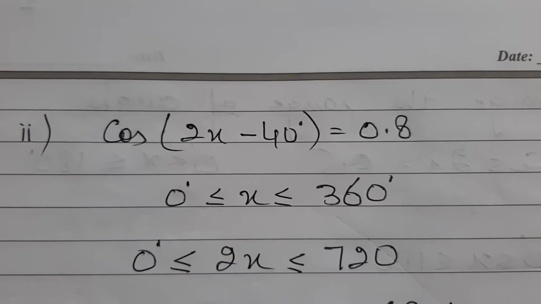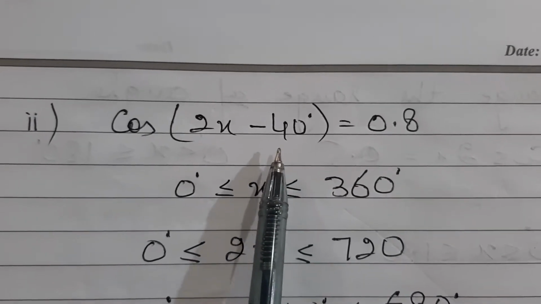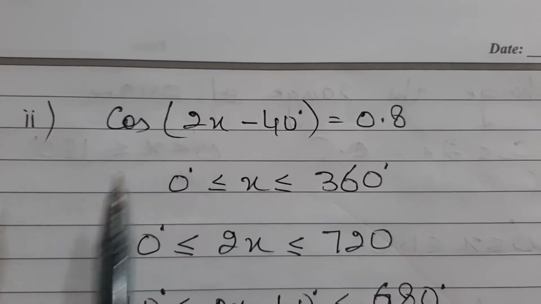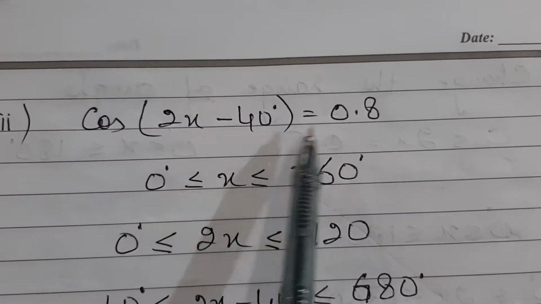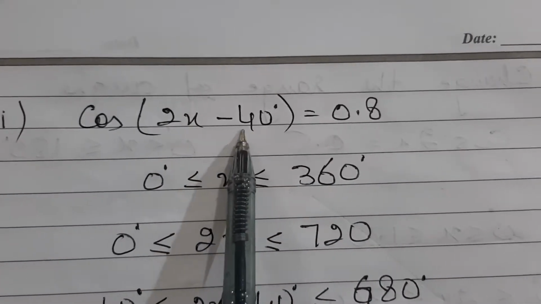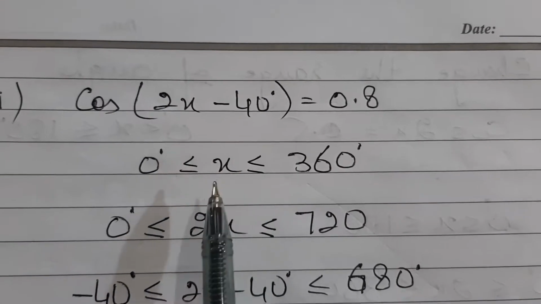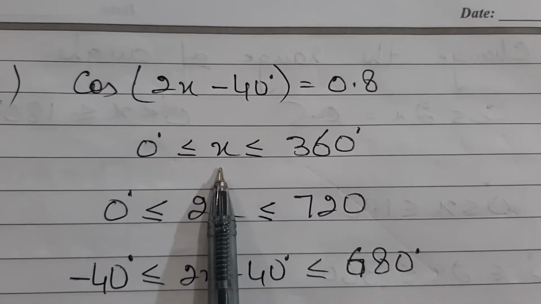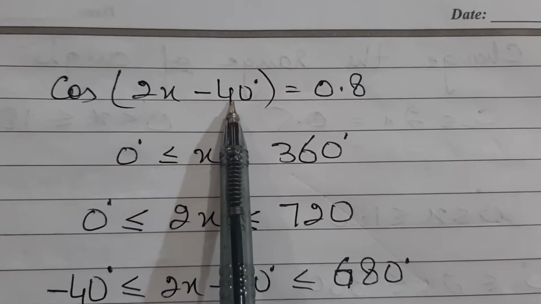Okay, so this was the trigonometric equation which I was explaining in the last video and I could do only halfway. So let's start it again. If the equation is cos(2x - 40) = 0.8, this gives us a clear hint that we have to change the range. The range in the question is given as 0 to 360 and you will change it to 2x - 40.